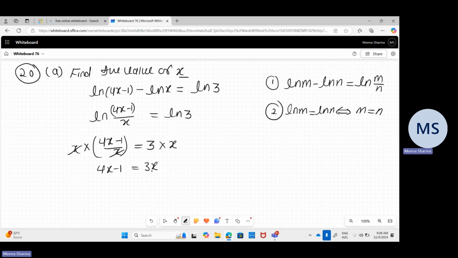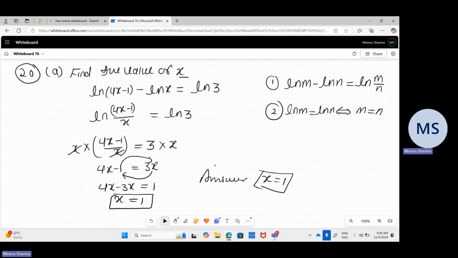We are finding the value of x. So this will be moved that side, so it becomes minus, and 4x minus 3x equal to 1. That will move that side, so it becomes plus. So now 4x minus 3x becomes x, so it is equal to 1. Finally, we have a value of x, which is x equal to 1. This is our solution of this logarithmic equation.